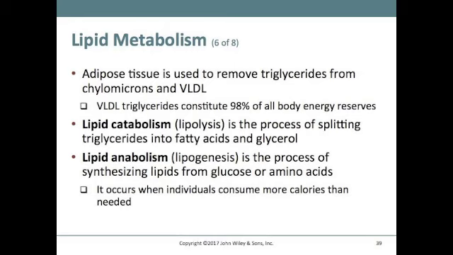On the other hand, lipid anabolism or lipogenesis is the process of synthesizing lipids from glucose or amino acids. This occurs when individuals consume more calories than needed. So excess dietary carbohydrates, proteins, and fats all have the same fate. That is, they are converted into triglycerides.